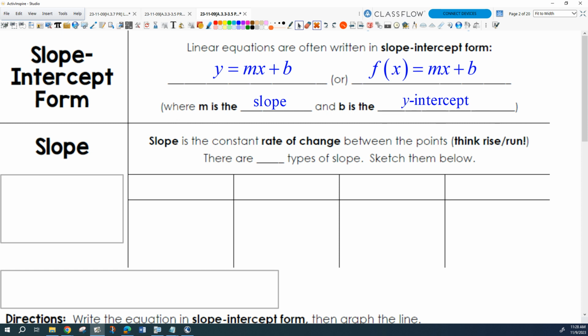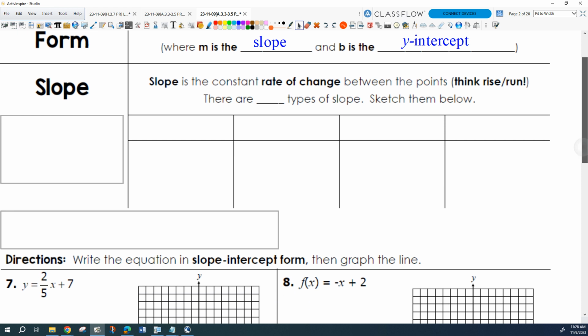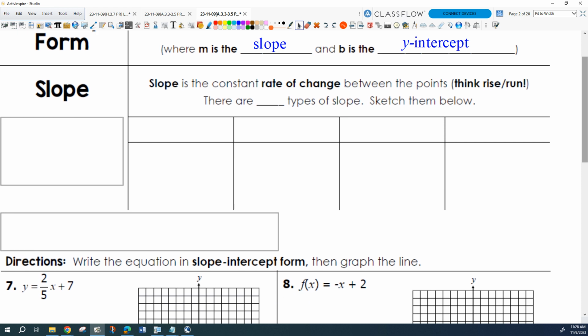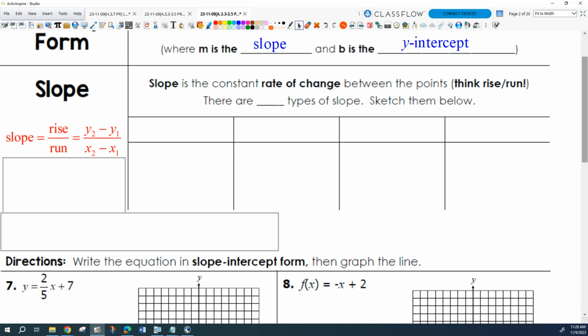Let's talk slope for a second. So slope is the constant rate of change between the points. We think of it as rise over run, right? Before we talk about the different types of slope, let's talk about how we calculate it. So you're used to that equation probably, right? Slope equals rise over run. Remember that equation. That's the slope equation.